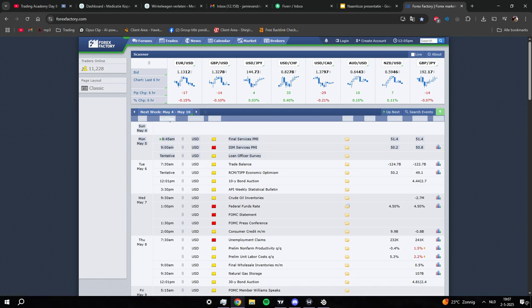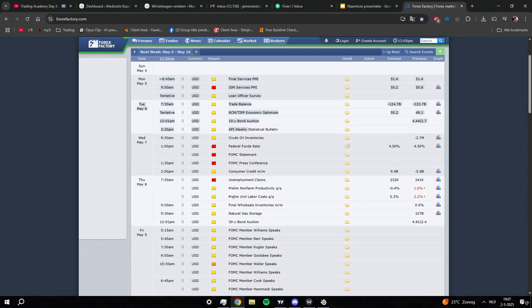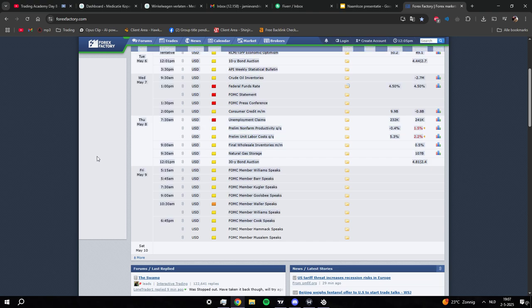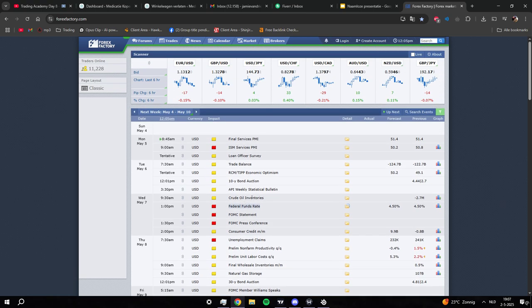Next. Monday we have ISM. Tuesday we have no red folder. That's low probability day. Low probability day. Friday will be a low probability day. Why? We got Tuesday unemployment claims, Fed rate on Wednesday. So Friday, most likely, will be retracing into Tuesday's range or be a consolidation day.